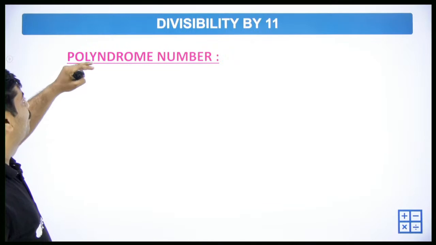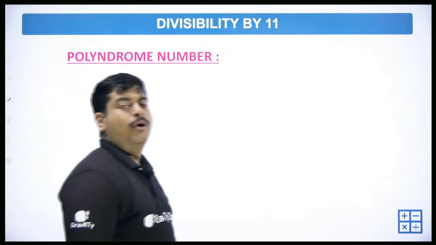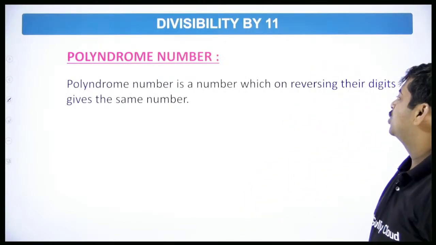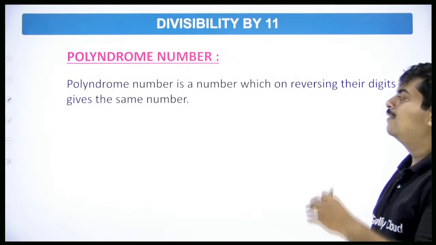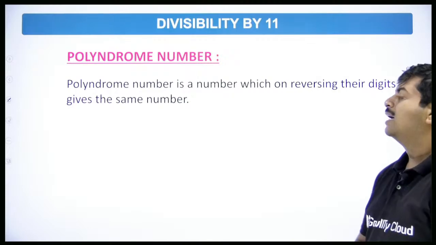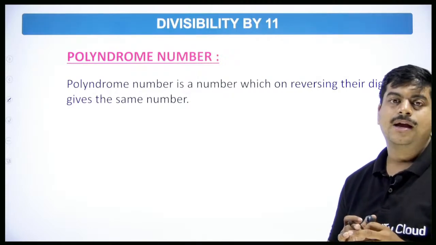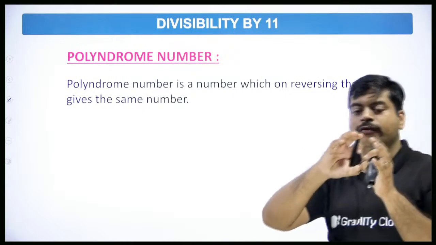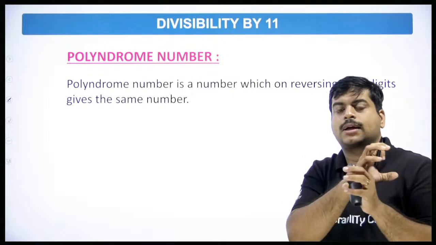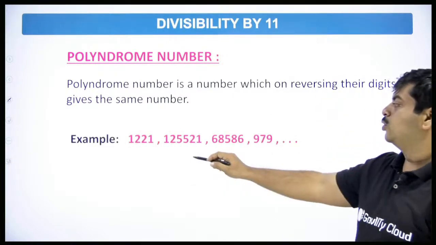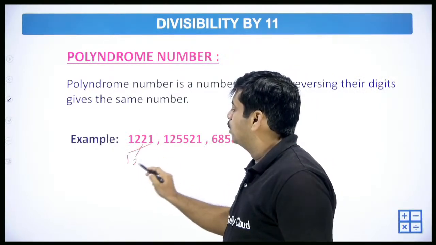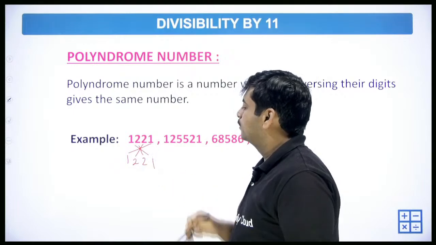The one we are going to discuss is a palindrome number. Palindrome, what is that? A palindrome number is a number which on reversing the digits gives the same number. Reversing the digits, that means when we are writing 1, 2, 3, 4, reversing means 4, 3, 2, 1. The order completely gets reversed. 1, 2, 2, 1, just write in the reverse way. This one should come first, then 2, then 2, and then 1.